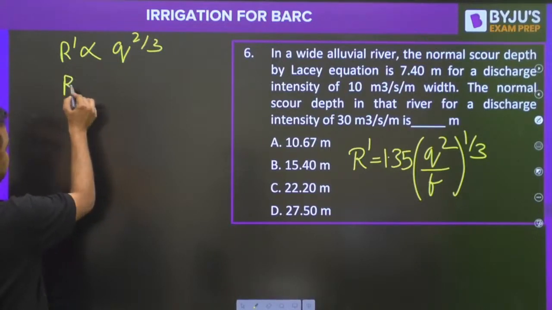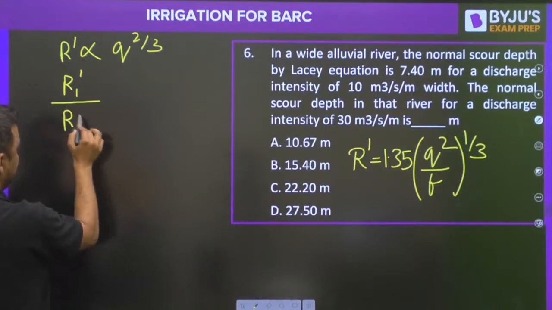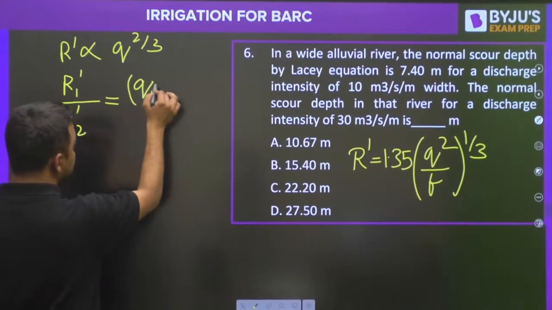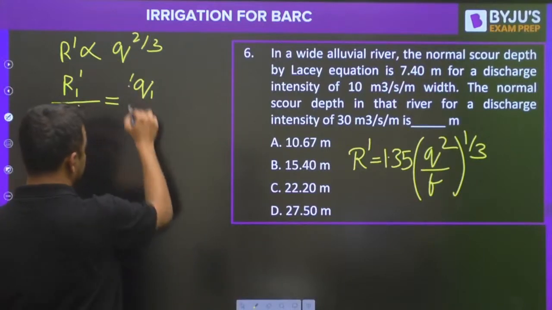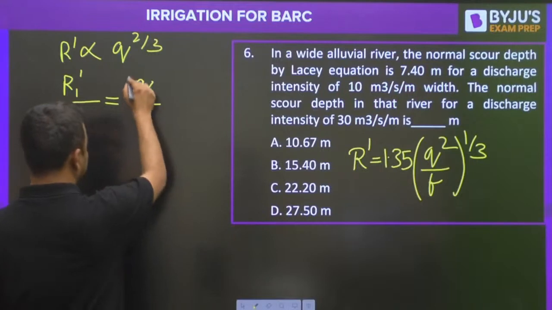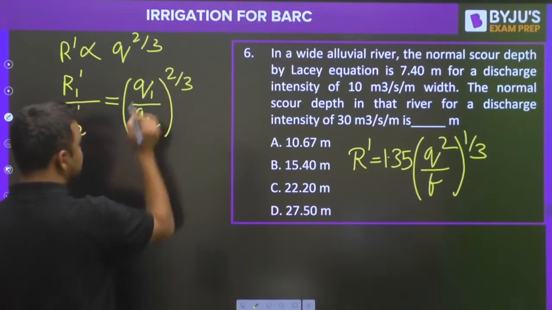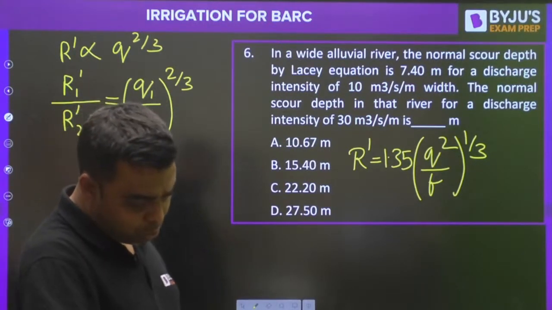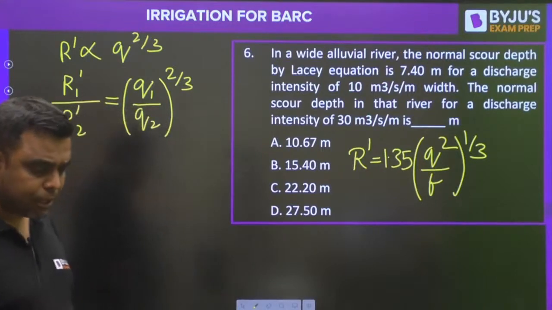So can we write R1 dash upon R2 dash, both are the scouring depth, their ratio, equal to Q1 divided by Q2 whole to the power of 2 by 3? Can we write this? Simplest approach. No need to do other calculation. Yes, Abhishek ji. Absolutely, brother. Best of luck.